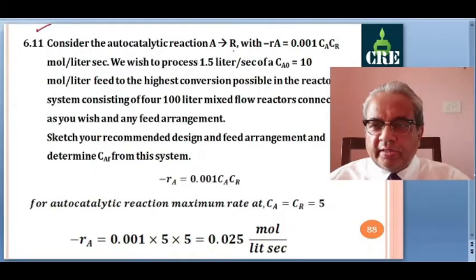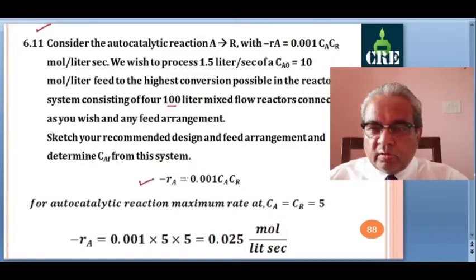Consider the autocatalytic reaction A gives R with minus Ra is equal to 0.001 CaCr. Rate is expressed in the units of moles per liter per second. We wish to process 1.5 liter per second at Ca0 is equal to 10 moles per liter feed to the highest possible conversion in the reactor system consisting of 400 liter mixed flow reactors connected as you wish and any feed arrangement. Sketch your recommended design at the feed arrangement and determine CAF from this system.